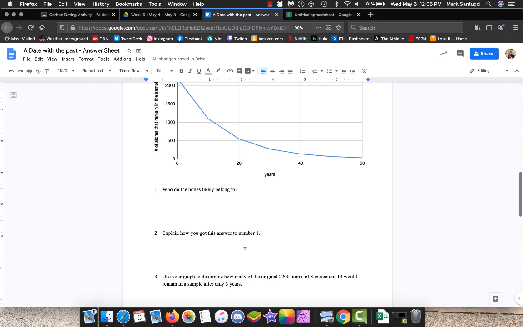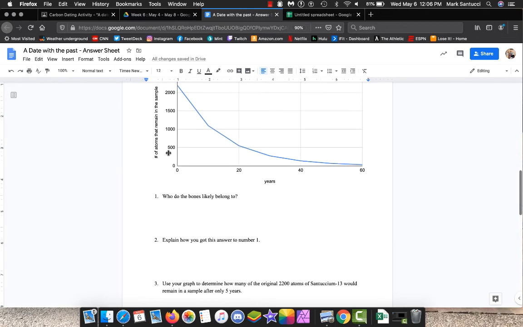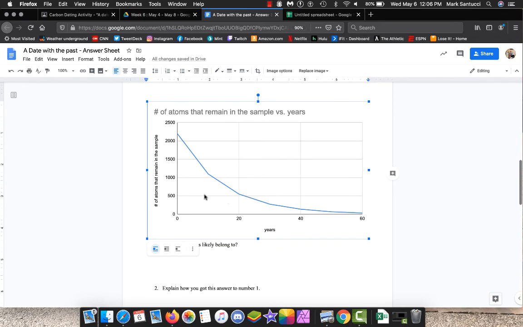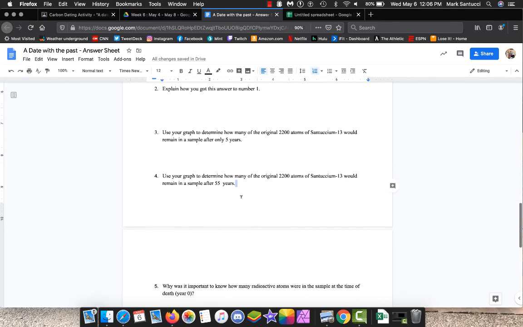The question 3, you're actually going to use the graph in reverse. So instead of me telling you how many, or you figuring out how many atoms there are to find out how many years, I'm telling you how many years old, how many atoms would be left? So we're going the opposite direction. We're going over in years and up to the chart, and then over to find the number of atoms. So I'm looking for how many atoms after 5 years and how many atoms after 55 years.